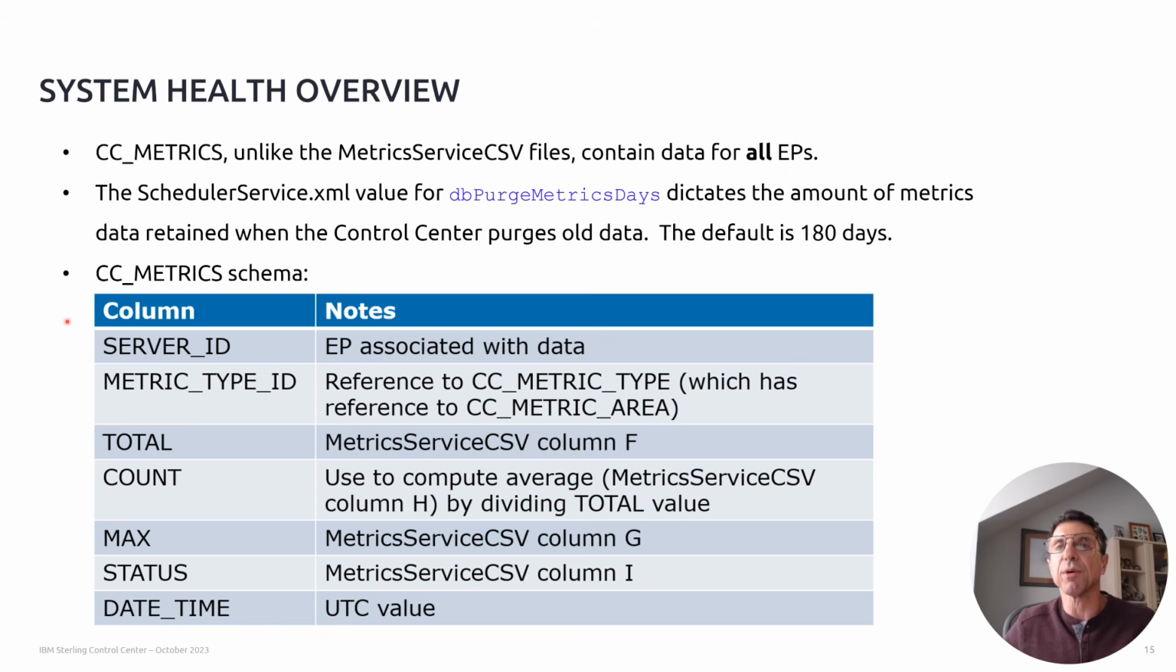And this is the schema. We've got the name of the EP and server ID. Actually, it's not the name, it's the reference to the CC server table. So you have to look up what ID goes in the CC server table, and then you can know the name of the EP. The metric type ID, the total, the count, the max, the status, and the date time, which is in UTC.